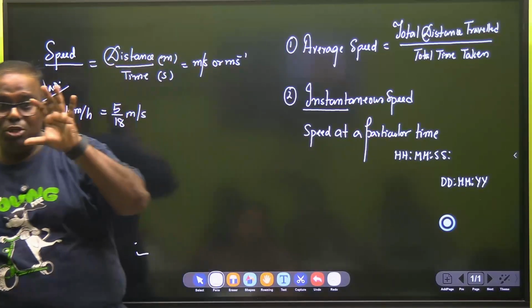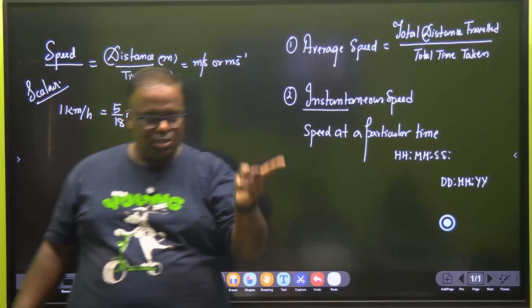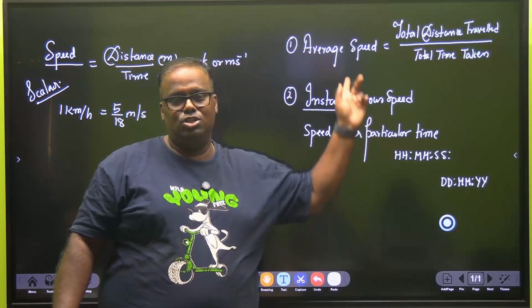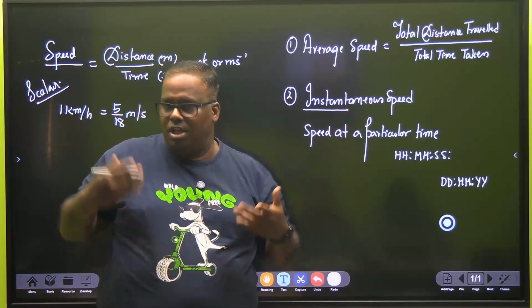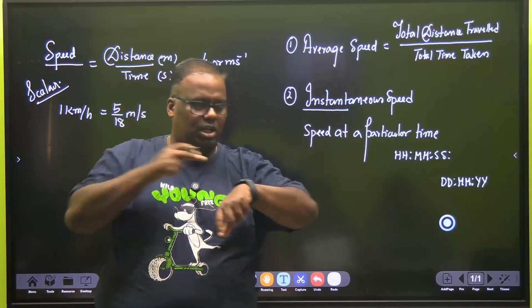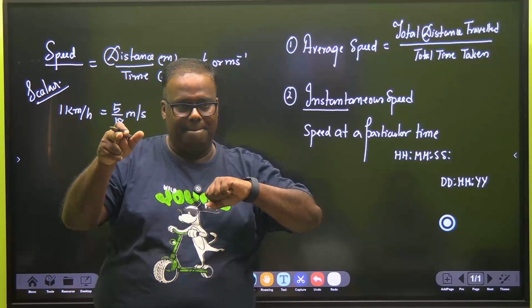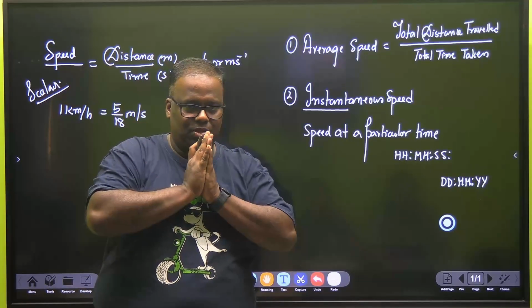Second, the speedometer in your car. What does the speedometer in your car show? Instantaneous speed. It doesn't show you average speed. Because every time you look at the speedometer, you should look at the watch: at this instant of time, what was my speed? Are you understanding?